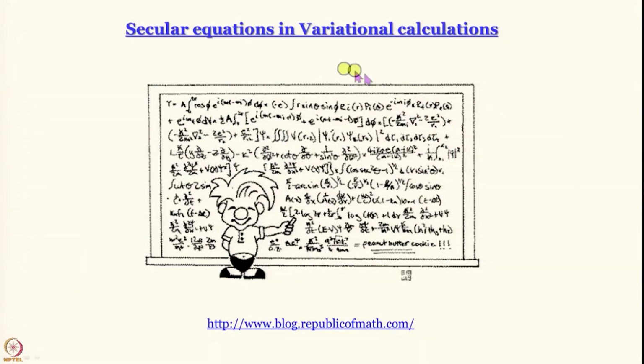I found this nice cartoon in Republic of Math which sort of depicts the state we are presently in. What we are doing is a lot of calculations, a humongous amount of calculations. In fact, so humongous that we are not even doing it, at least I am not doing it, I am telling you that you can do it by yourself. Tedious big calculations, but if you are intimidated, we are intimidated only by the volume. The tools are not all that difficult so far.